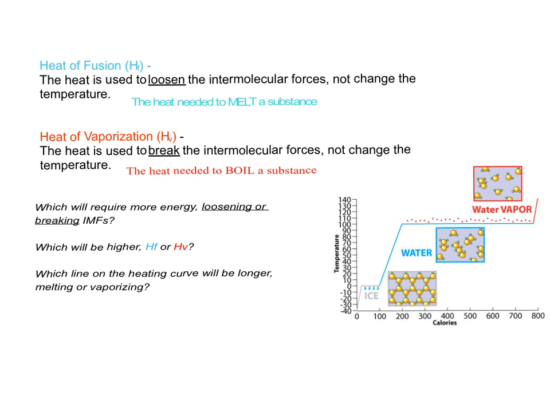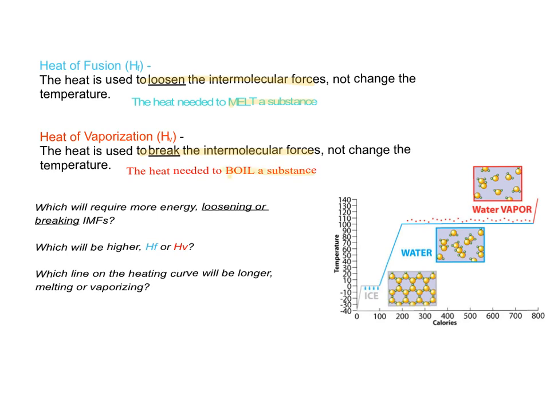The heat of fusion has to do with melting, really. So it's loosening intermolecular forces. We're going from a solid where they're really tight to a liquid where it's a little bit looser. So we're talking about melting a substance. The heat of vaporization is the heat used to break intermolecular forces. When something goes from a liquid to a gas, you have to remove IMFs. So think about that as the heat energy required to boil something.